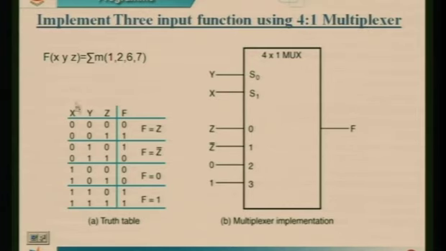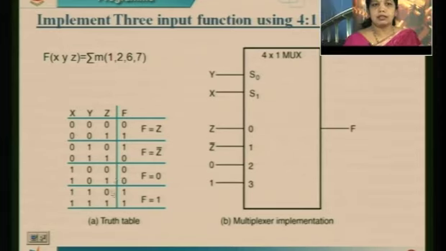So 3 variables x, y, z. I have taken all combinations. So 8 combinations. We have 0, 1, 2, 3, 4, 5, 6 and 7. So 0 to 7, it is 8 combinations. 2 power 3, you will have 8 combinations. And I have written the function, that is output over here, based on these min terms.